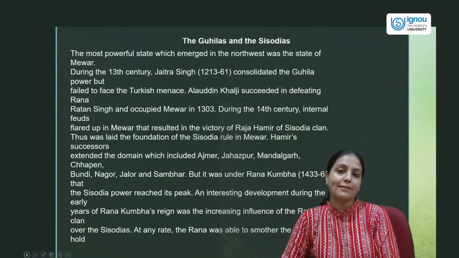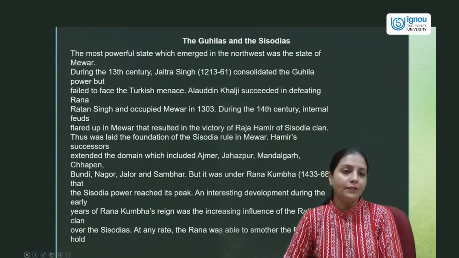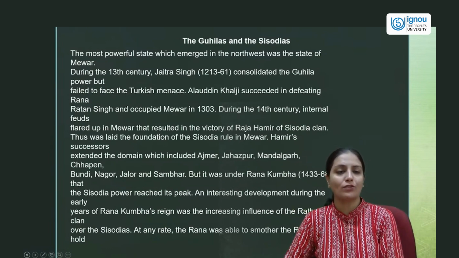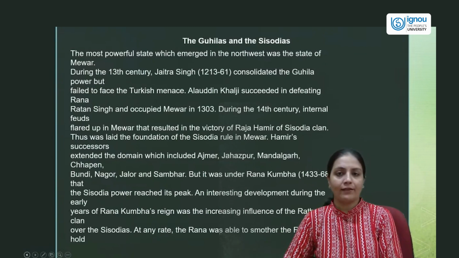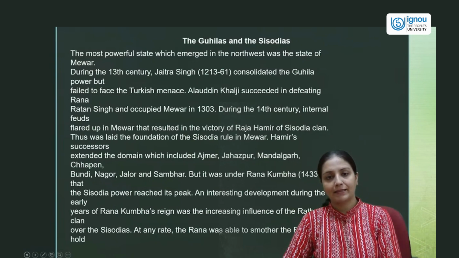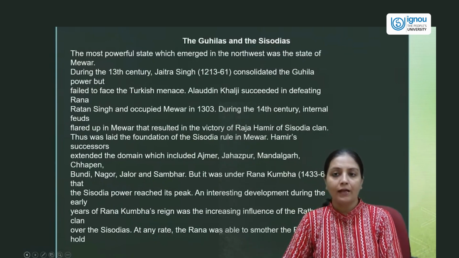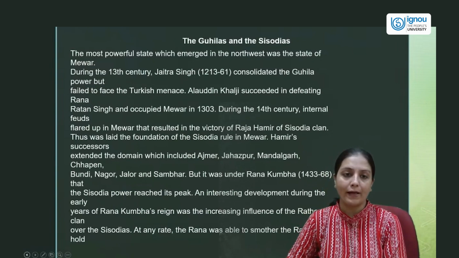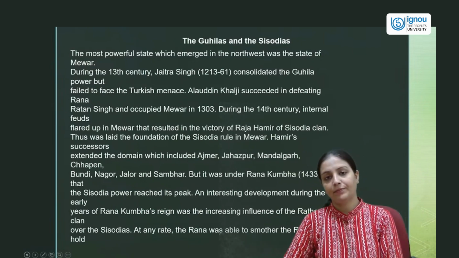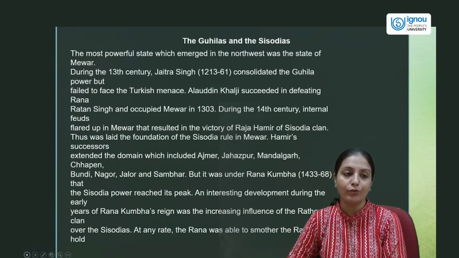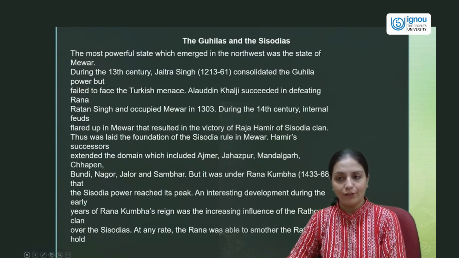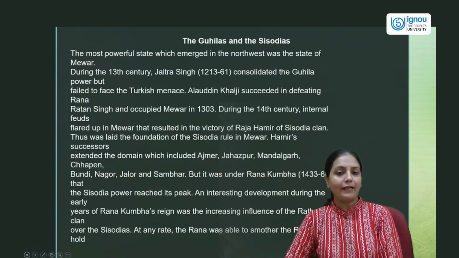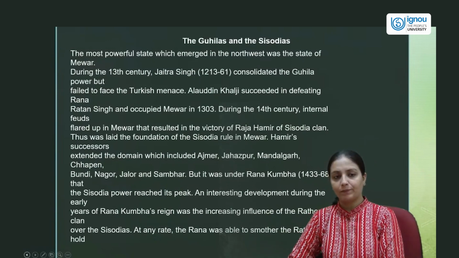Next is Guhilas and Sisodias. The most powerful state which emerged in the northwest was the state of Mewar. During the 13th century, Jaitra Singh consolidated the Guhila power but failed to face the Turkish menace. Alauddin Khalji succeeded in defeating Rana Ratan Singh and occupied Mewar in 1303. During the 14th century, internal feuds flared up in Mewar that resulted in the victory of Raja Hamir of the Sisodia clan. That's why he laid the foundation of Sisodia rule in Mewar.